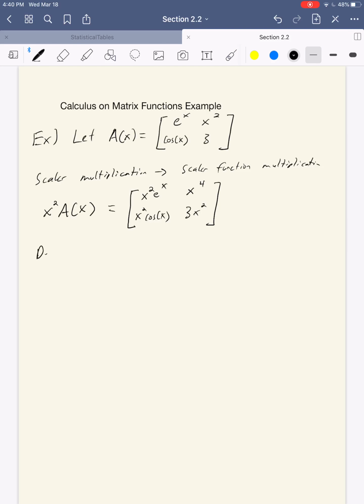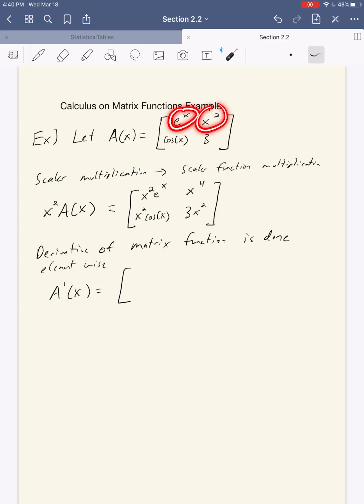You can also take the derivative of a matrix function. It is done element-wise. So if we talked about A prime of x, all we would do is build ourselves a new matrix function where we take the derivative of each of these elements individually. So if we did that here, we'd get e to the x, we'd get 2x, we'd get negative sine of x, and we'd get 0, just differentiating each element individually.